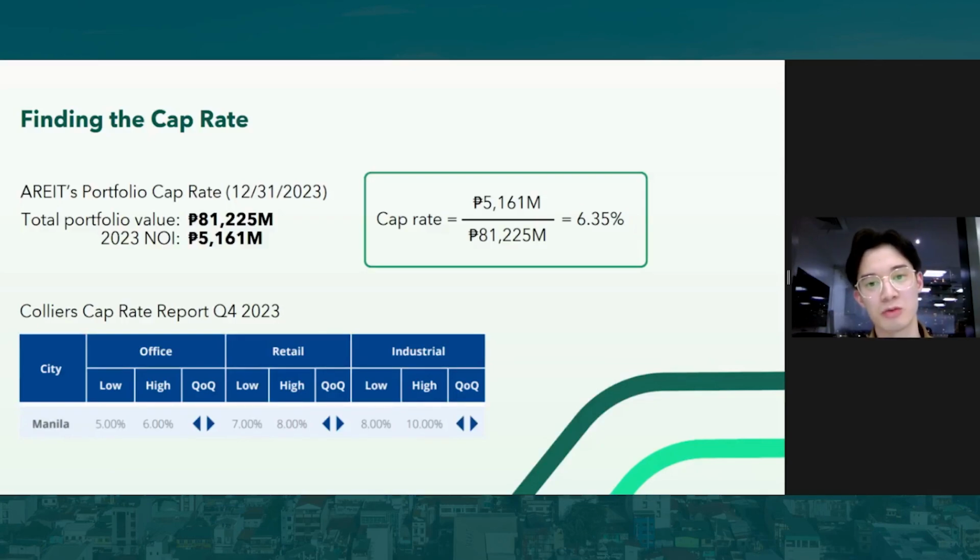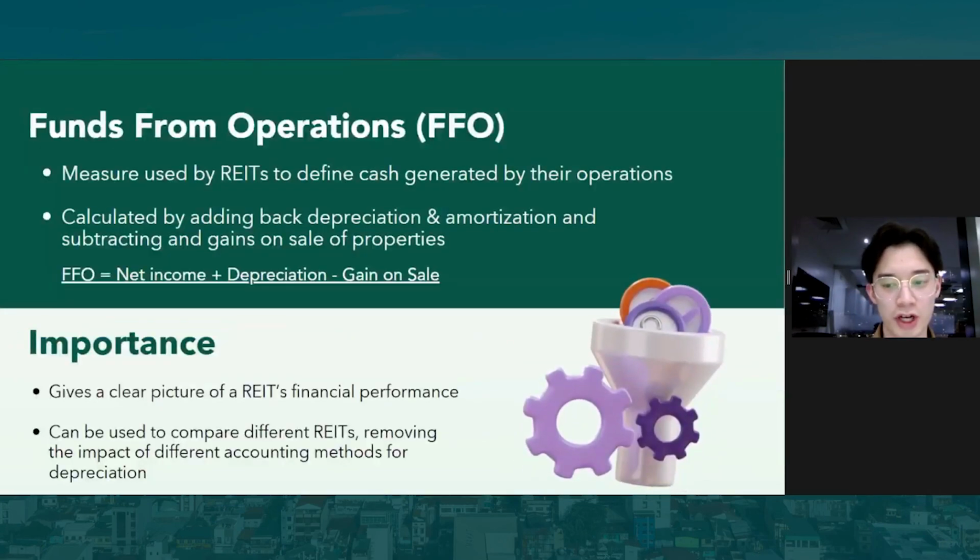Now for the next metric, we have something called funds from operations, or FFO for short, which is a measure commonly used by REITs. It was developed specifically for REITs, and you shouldn't use it for other industries, because it is used to define cash generated by a REIT's operation. It's calculated by adding back depreciation and amortization to net income, and subtracting any gains on the sale of properties, or adding back losses on the sale of properties.